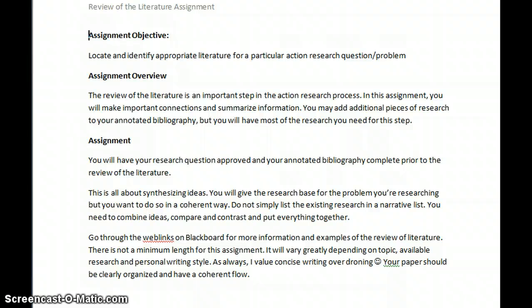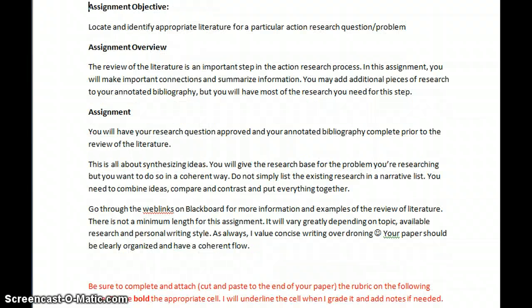Okay, so the assignment objective is going to be to look at literature, locate and identify literature sources. Now for this assignment, you will have had your annotated bibliography completed and feedback on that, so that will help you with this assignment quite a bit. You're basically going to take the information that you got from that bibliography and you're going to synthesize it.